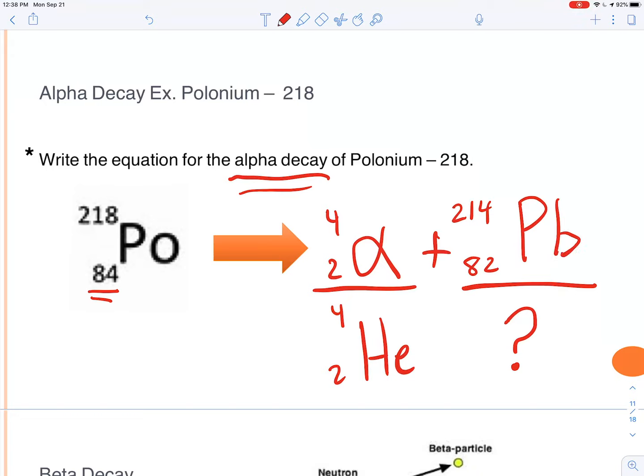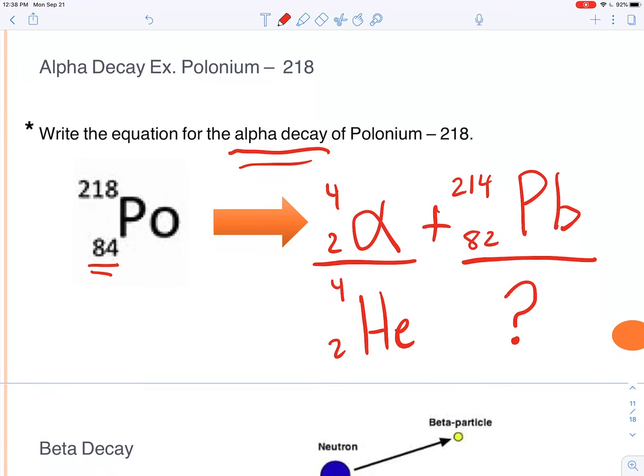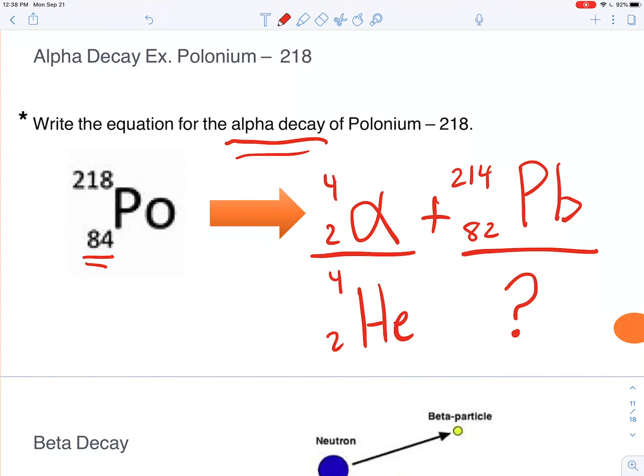Okay, and that's how you do these. You can always check your work by adding the totals here. Notice 4 plus 214 equals 218. 82 plus 2 equals 84. So anytime you have alpha decay, you'll always get an alpha particle, and then your new isotope is always going to have 2 less protons, and the mass number will decrease by 4.